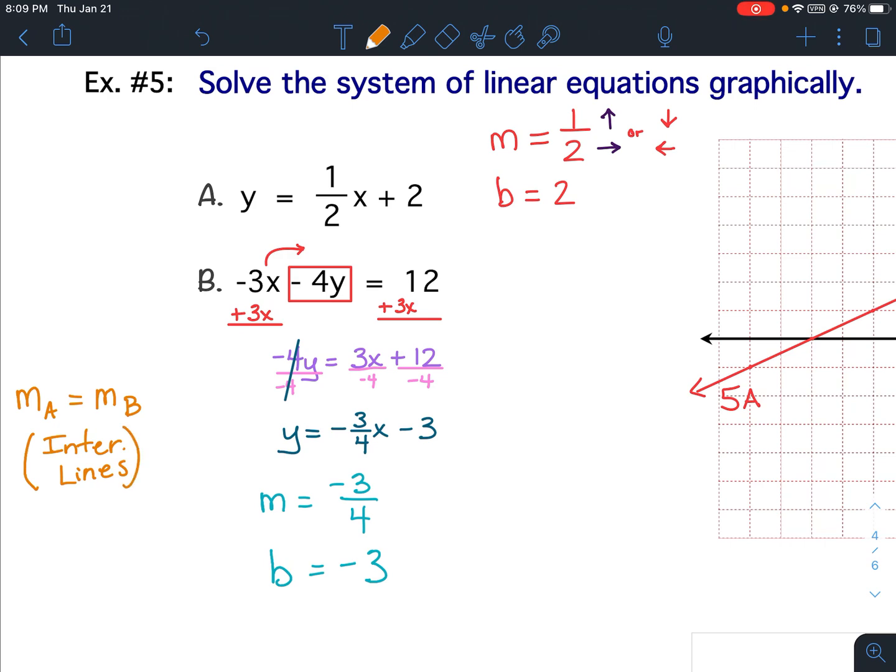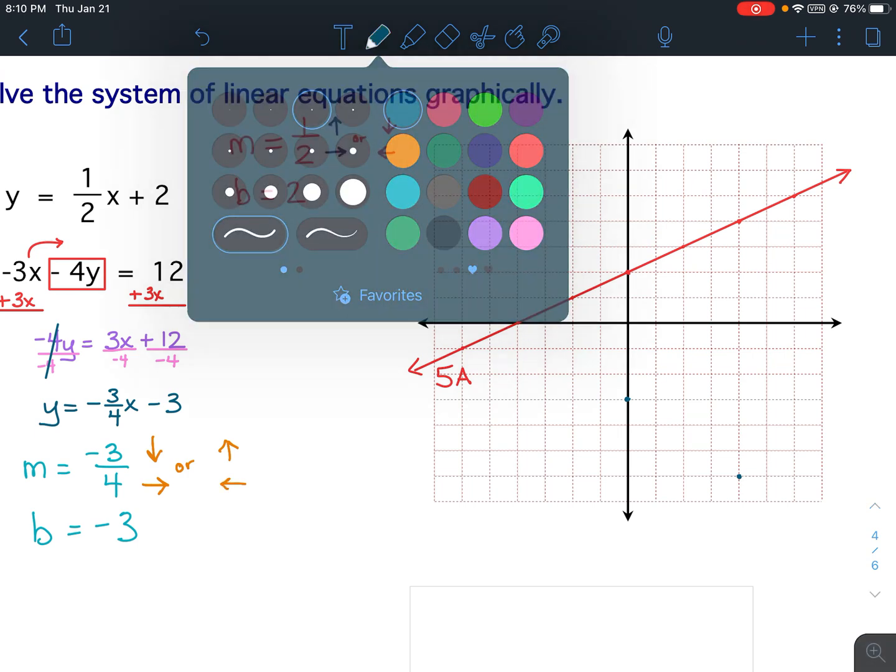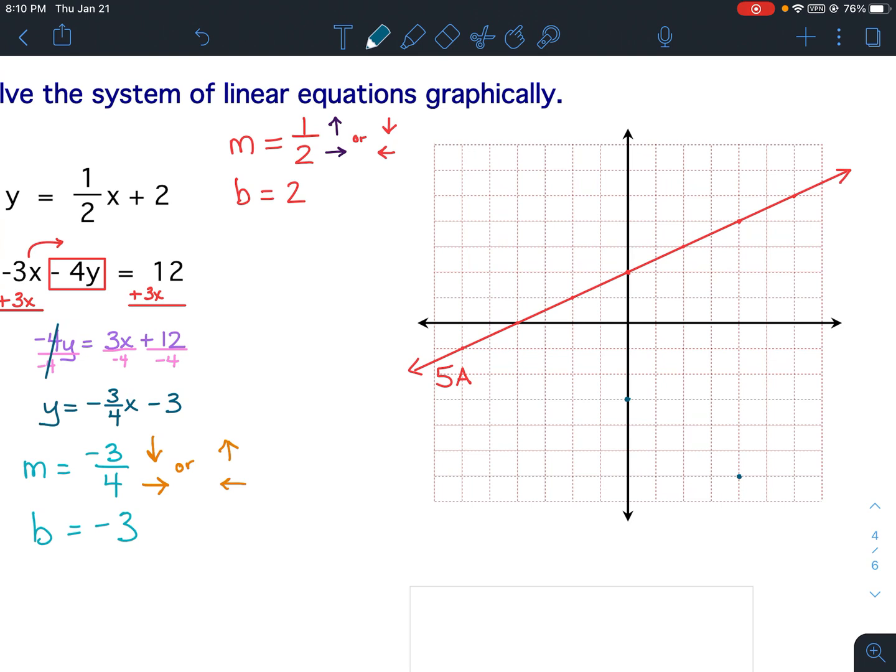Okay, so now I'm ready to graph line B. I'm going to start at -3, and I'm going to go down 3 to the right 4. How did I know to do that? Because it's negative, I go down 3, to the right 4. And now the opposite will be to go up 3 and to the left 4. So I go back to my starting point. I go up 3 to the left 4. I can go up 3 again, but I can't go to the left 4. Those are the only 3 dots you can place on the graph.